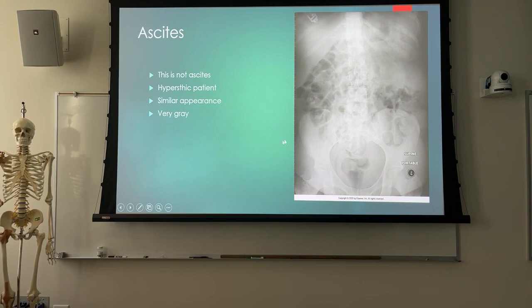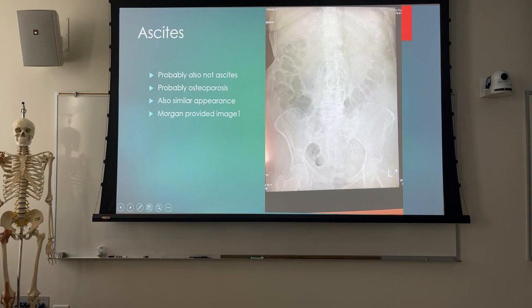Sometimes too, we can have a patient who's lost so much bone mineralization that it also kind of takes on the appearance of ascites, and that's what we have here. Morgan, this was your image. So what we've got here is bone mineralization is lost, and we lose that contrast, right? And it kind of gives the same appearance.